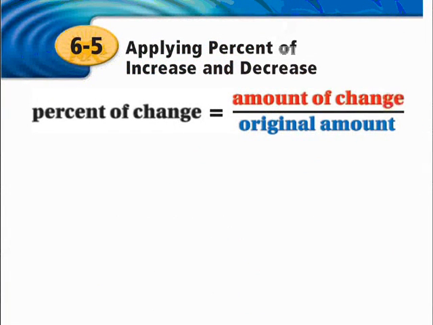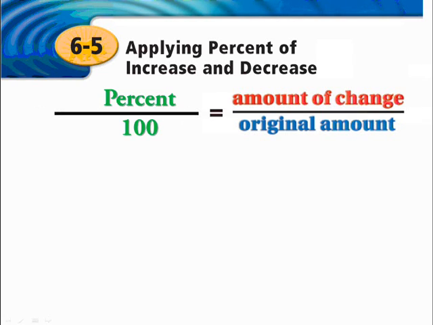Here is our basic ratio again. The percent of change is always the amount of change over the original amount, then converted into a percent. We can use the proportion method to set this problem up, using percent over 100 as our other ratio, and then cross-multiply and solve.